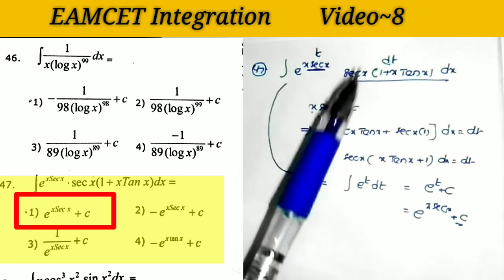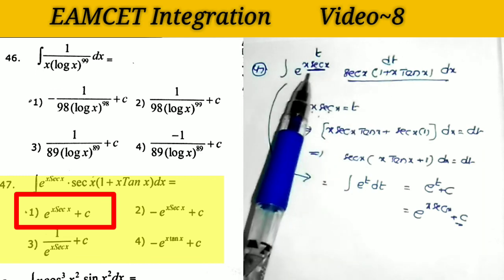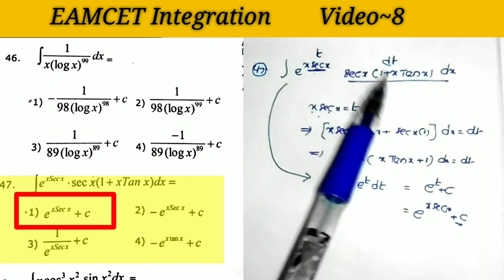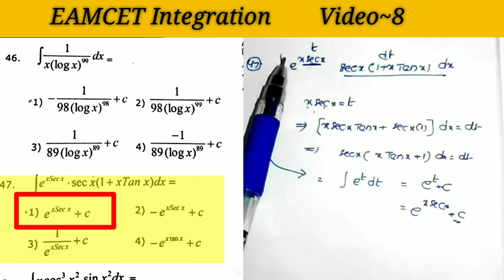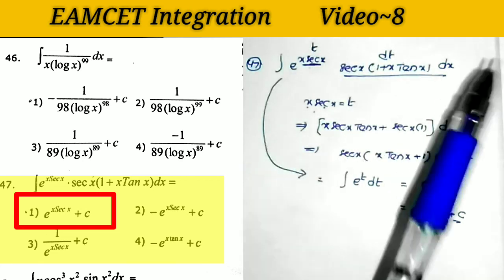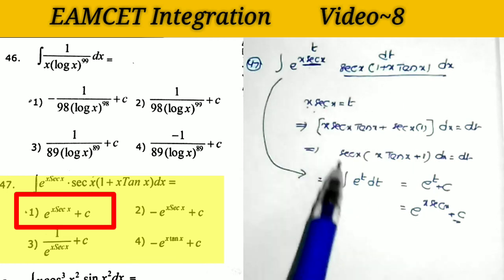Very easy. First clearly observe the quotient. So here we have one term and its derivative both existing in the quotient. We take that the function is equal to t, then automatically its derivative becomes dt. That's all. After taking like that, applying the formula.